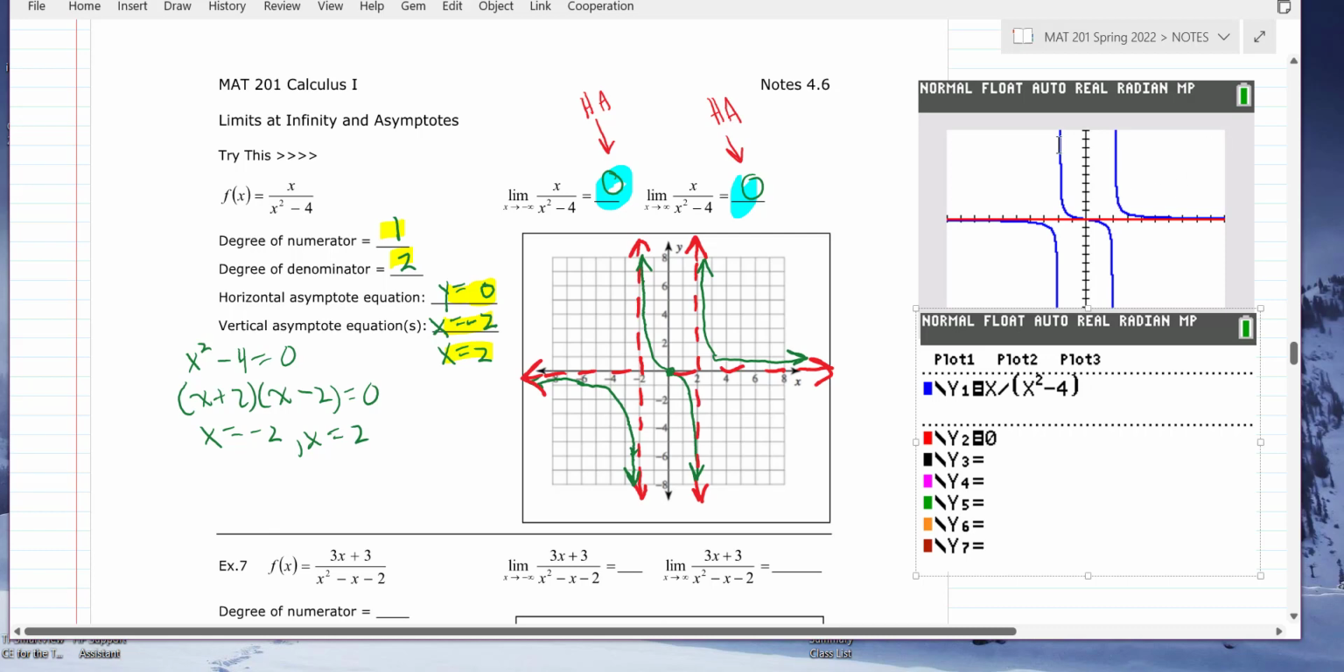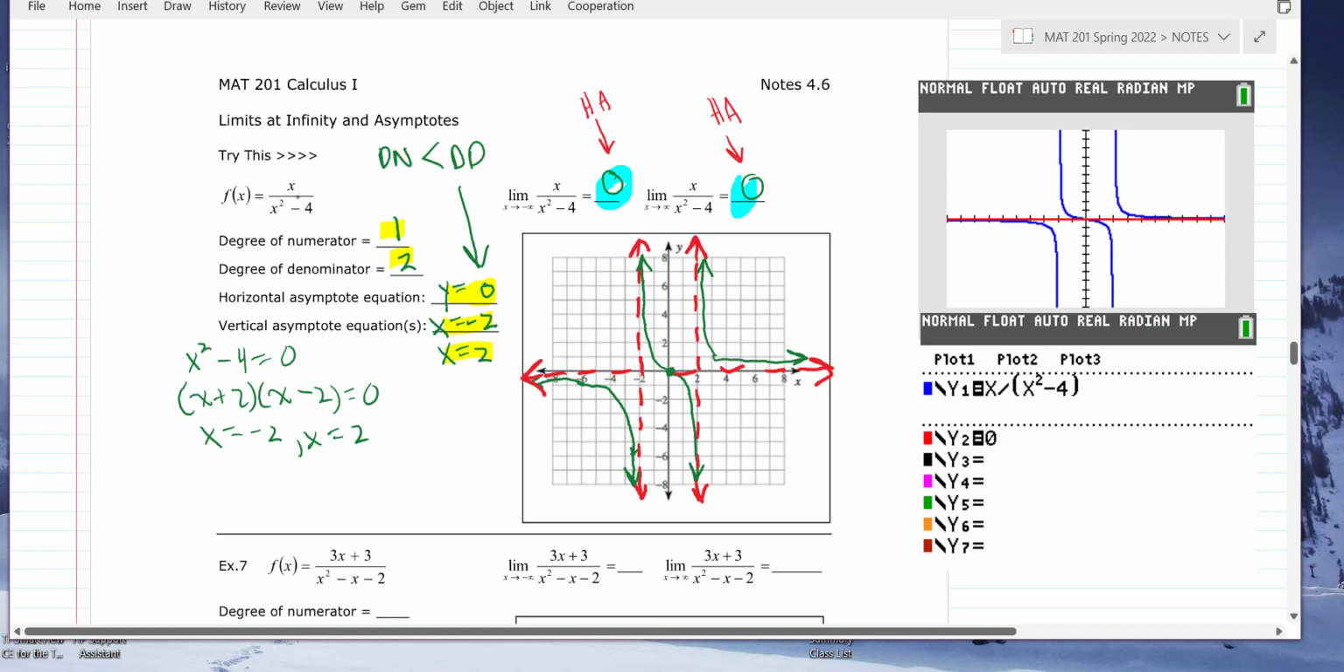The degree of the numerator is 1, the degree of the denominator is 2, and anytime the degree of the numerator is less than the degree of the denominator, y equals 0 is your horizontal asymptote. And that's the answer to your limit. You're already done. I want to stress that once you figure out that you have a horizontal asymptote, you know the answer to the limit as x goes to infinity and as x goes to negative infinity.